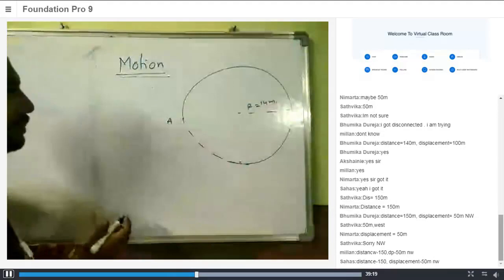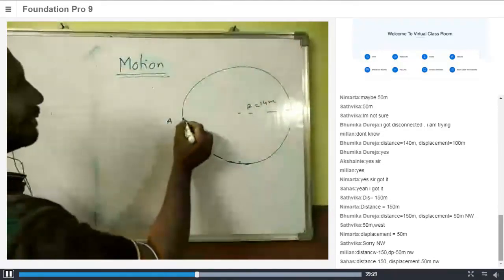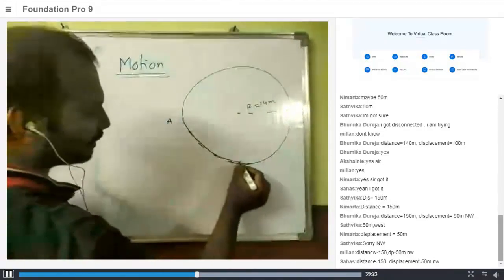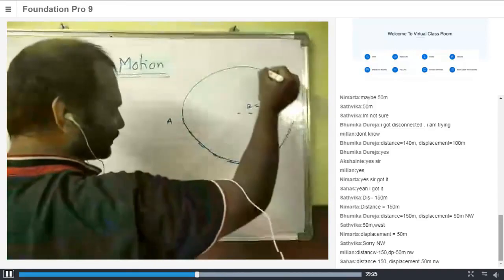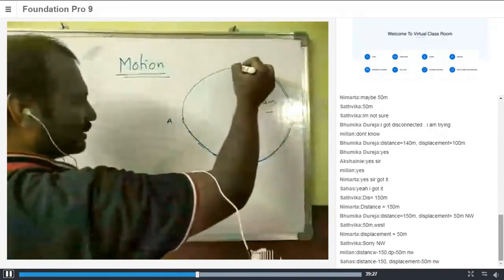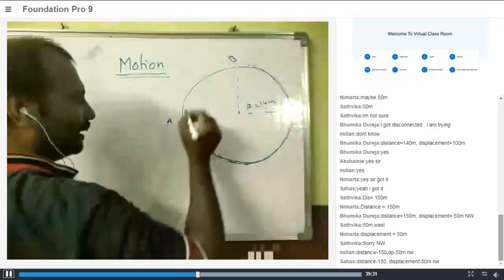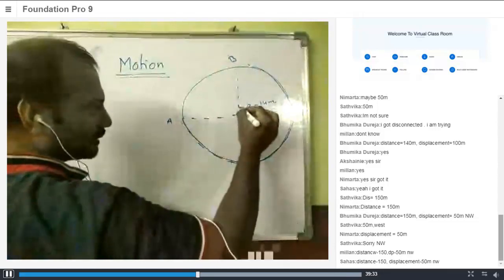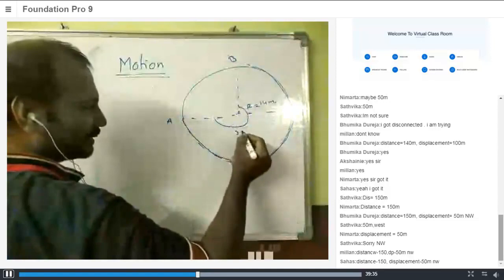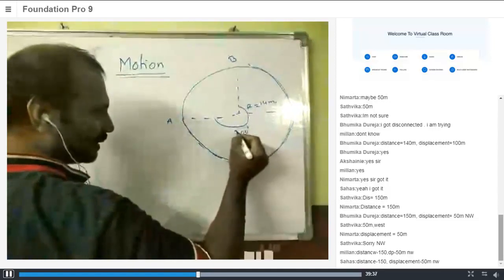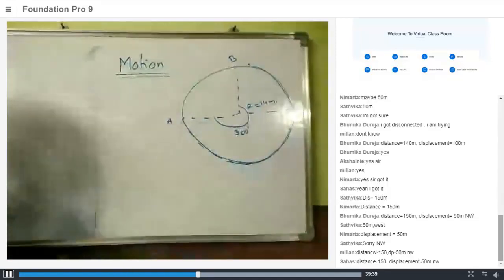Now, he goes along this path such that this is the final point B. Now he is covering an angle of 300 degrees at the center. I hope it is clear.